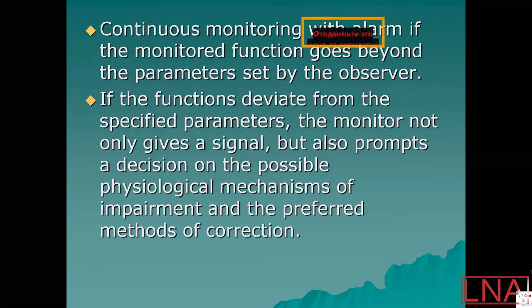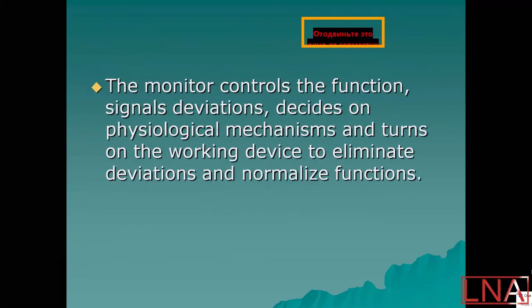If the functions deviate from specified parameters, the monitor not only gives a signal, but also prompts a decision on the possible physiological mechanism of impairment and preferred method of correction. The monitor controls the function, signals deviations, decides the physiological mechanism and turns on the working device to eliminate deviations and normalize functions.